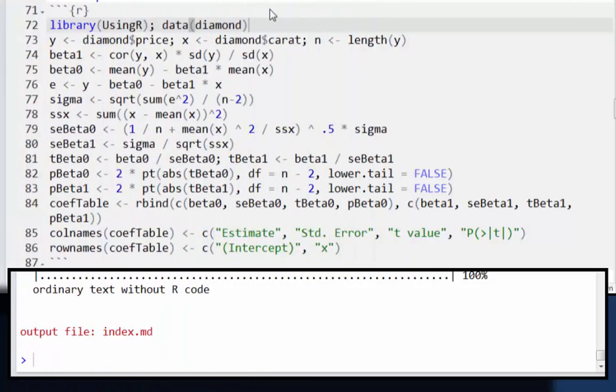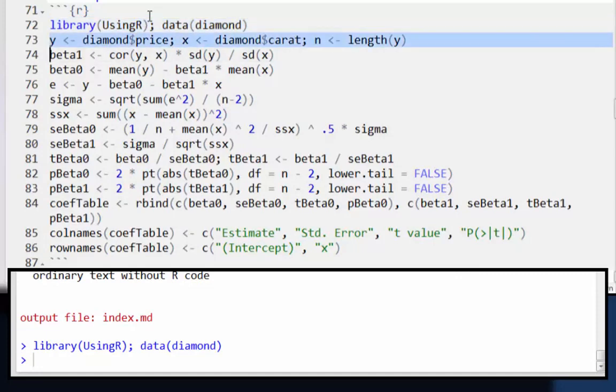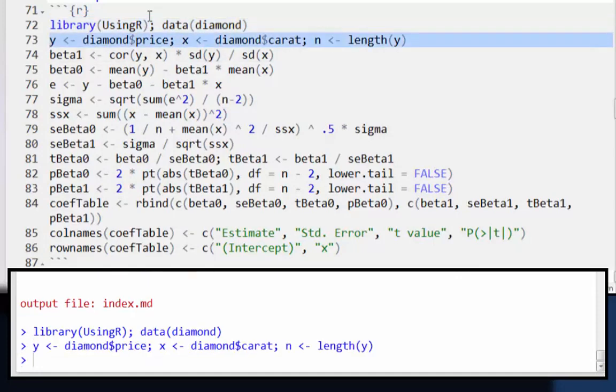Okay, let's go through and just demonstrate that the formulas I'm giving are exactly the formulas that R is using when it performs its calculations. So I'm going to use the diamond data set, and that's in the UsingR library, so I'm going to load those. Define y, x, and n like I always do with this data set so I don't have to type so much.